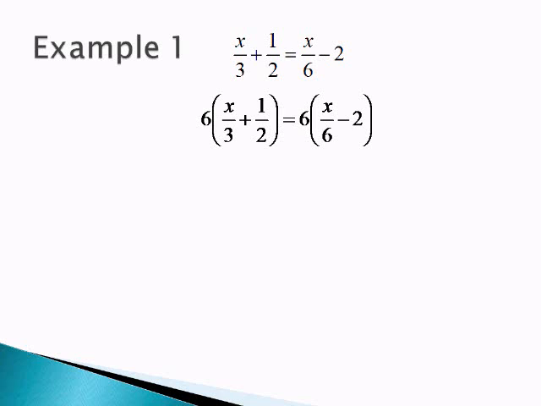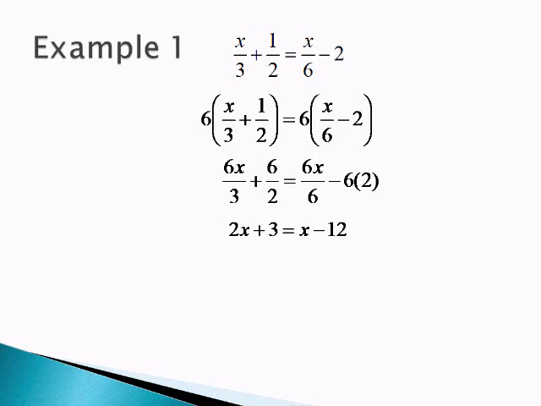Now we have to distribute through parentheses. So the 6 is going to distribute only onto the numerators, and we'll have 6x over 3 plus 6 over 2 equals, distributing the 6 on the other side, 6x over 6 minus 6 times 2. What's really neat here is I can reduce each fraction to a number. 6 divided by 3 is 2, so I have 2x. 6 divided by 2 is 3, plus 3. And 6 divided by 6 is 1, so we just have 1x.